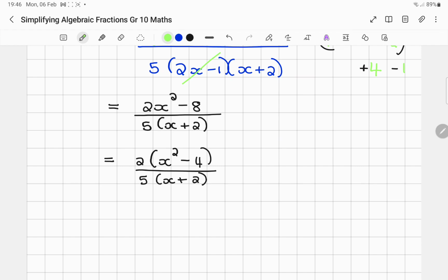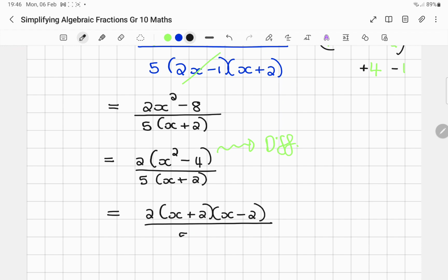Aha! Again, in your mind's eye, you must immediately say, aha, this is the difference of two perfect squares. So you're going to have 2, x plus 2, x minus 2, all over 5, x plus 2.